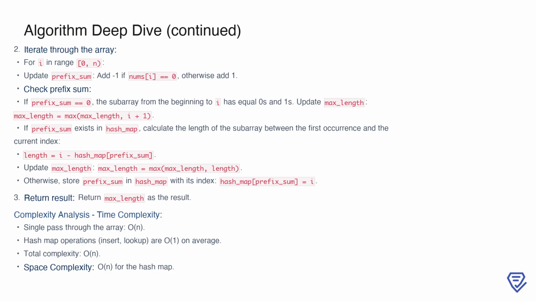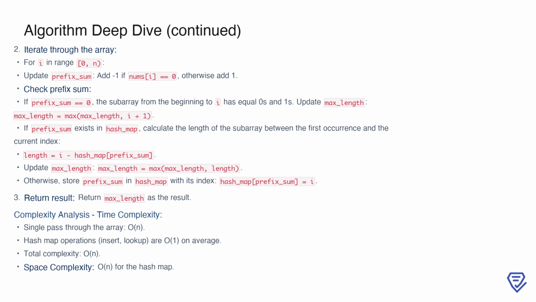As we traverse the array, we update the prefix_sum by adding -1 for every 0 and 1 for every 1 in the current element. If the prefix_sum becomes 0, it means the subarray from the beginning of the array to the current index contains an equal number of zeros and ones. In this case, we calculate the length of this subarray as i + 1 and update max_length if this length exceeds the current maximum.